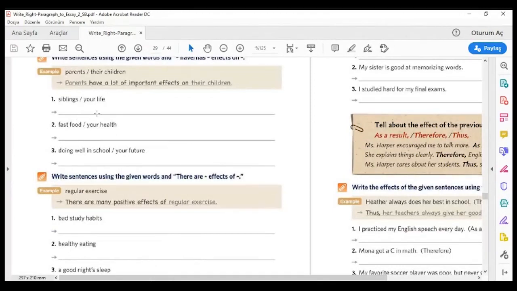So, siblings, your life, fast food, your health, doing well in school, your future. Okay, there's the example. And then the second activity, regular exercise. There are many positive effects of regular exercise: bad study habits, healthy eating, a good night's sleep. So I would like for you just to write down these. Don't do the sentences now. Do the sentences after the lesson. I will give you 4 minutes to write these down.